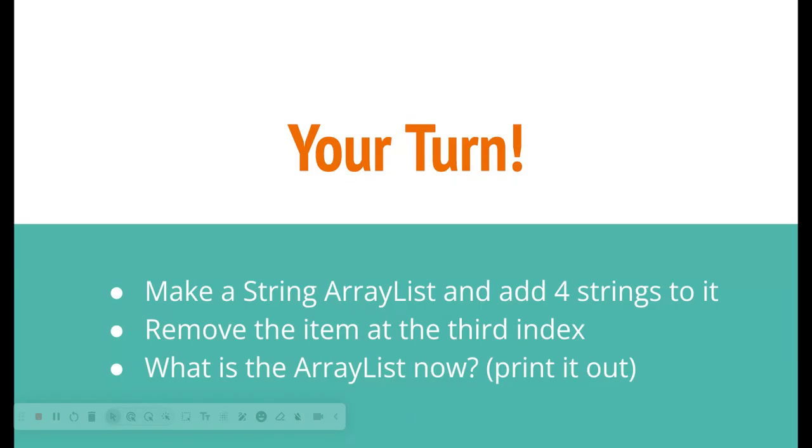Alright, so now let's try this out on your own. I want you to make a string array list and then add 4 strings to it. You're going to remove the item at the third index, and then finally print out what the array list is now. I'll give you a second to try that on your own.